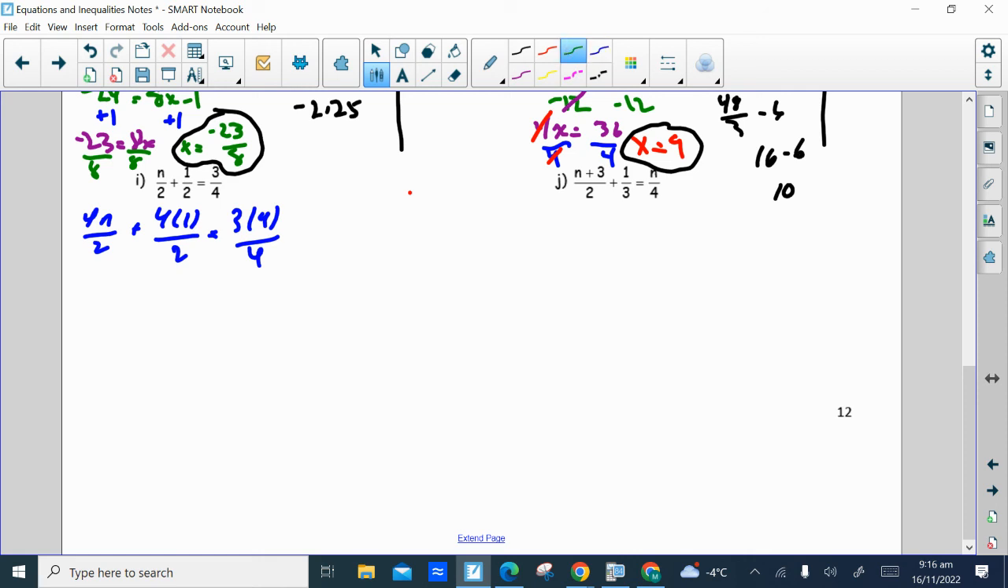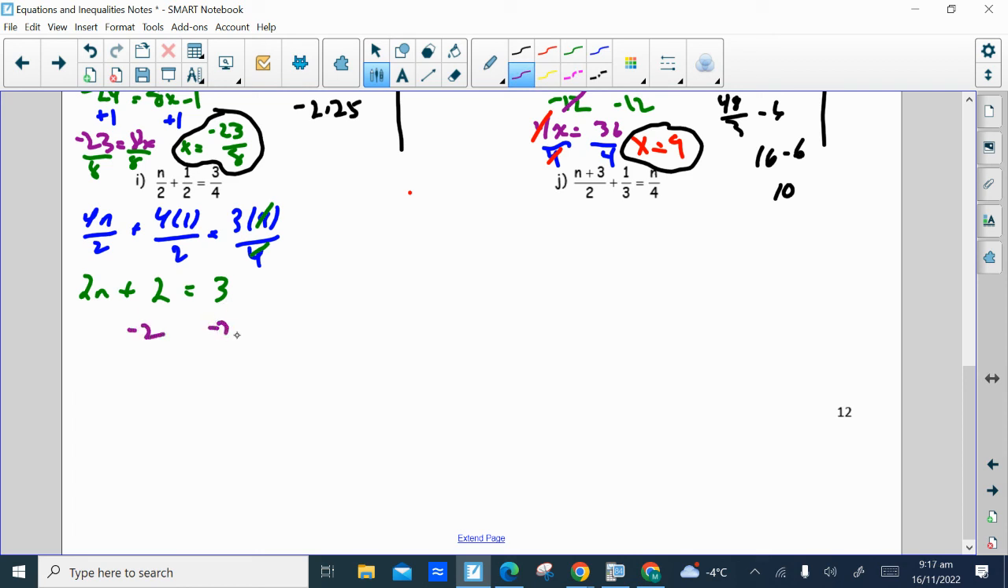And the reason we do that is because we can do some canceling now. This first term, 4n divided by 2. 4 divided by 2 is 2, so you're left with 2n plus. Again, 4 divided by 2 is 2 times the 1 is 2. And for the last one, the 4's cancel. 4 divided by 4 is 1 times the 3 is 3. So that's the equation that we're now going to solve.